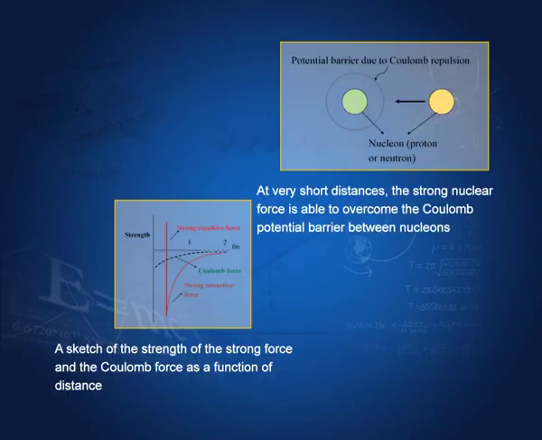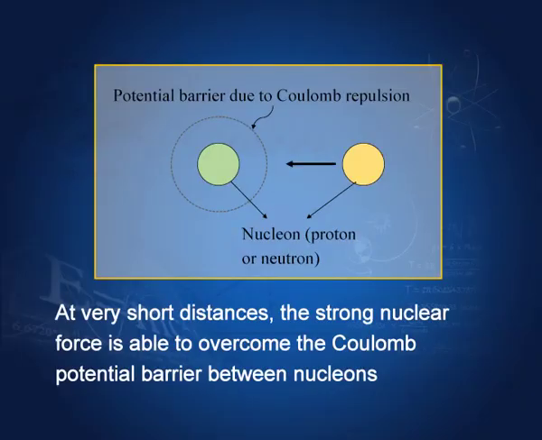And here is the comparison between the Coulomb force and the strong force. Strong force, as I told you, is more than 100 times stronger than the electromagnetic force. And here is how the nucleons interact. At very short distances, the strong nuclear force is able to overcome the Coulomb potential barrier between the nucleons. You see, this Coulomb repulsion can be pictured as a barrier between the two protons.